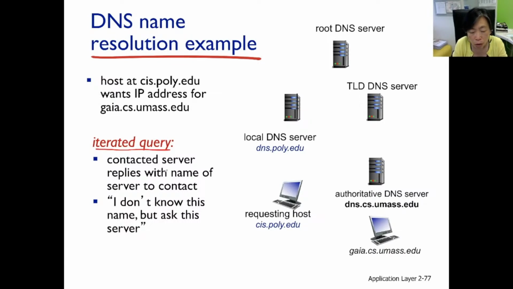All right. So what the local DNS server does is to contact the server in the hierarchy, and the server will reply with something like this: name of the server to contact. Someone whom I know a little bit better, but I don't have it. So the message looks like this.